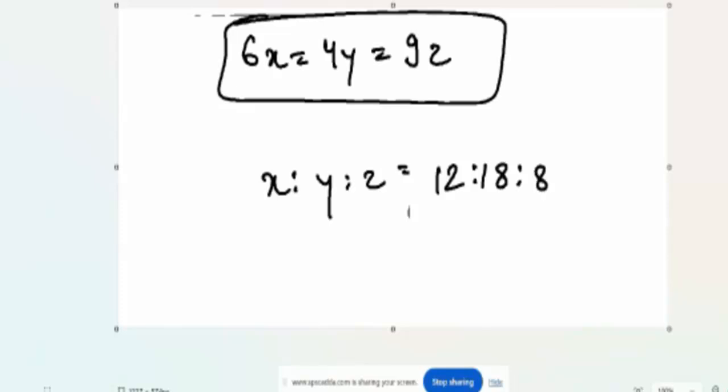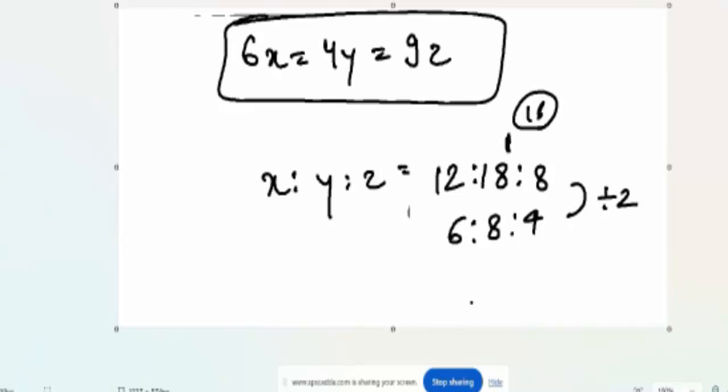Is it correct, guys? 6 is to 8 is to 4. Yes, ma'am, 6 is to 9 is to 4. You have just simplified the digit. But if you are simplifying, then here 18 is incorrect. 16 will be the correct one, no? Ma'am, mine is 6 is to 9 is to 4. Yes, ma'am.